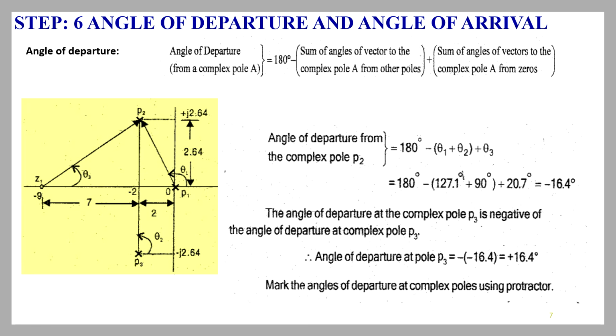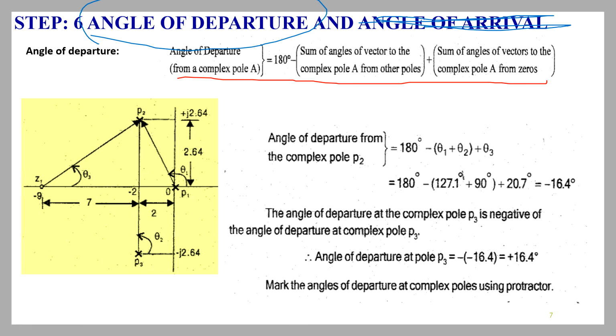Then angle of departure is possible here as we have a complex pole. As we don't have complex zeros, angle of arrival is not required. Only we need to solve angle of departure. So to solve angle of departure, the first step is to write the formulas. Then let us take the first complex pole as P2, and join all the real poles, the other complex pole and the real zeros to the point P2.